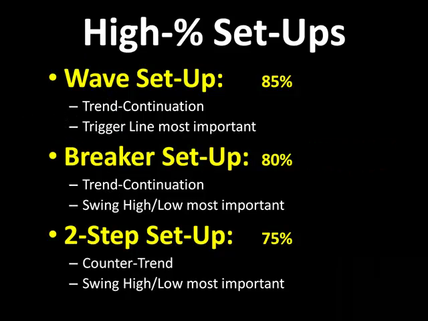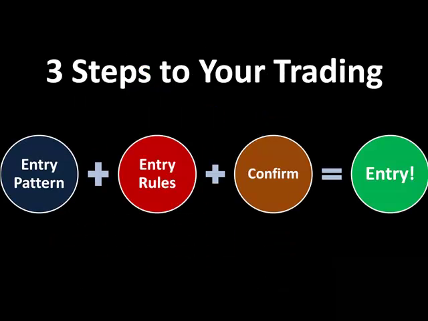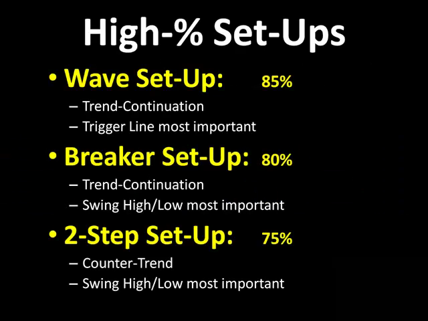So in closing, we have 3 main patterns: the wave setup, the breaker setup, and the two-step setup. The wave setup and the breaker setup are trend continuation patterns trading with the trend, and the two-step setup is a counter trend trade. We've got lots more information to go along with these patterns, guys, because remember, we have 3 specific steps to your trading: see the entry pattern first, entry rules second, look for the confirmation, and then pull your trigger. We'll have more videos coming on the entry rules themselves, but this tells about our 3 high percentage setups. Hope the video helps, guys.